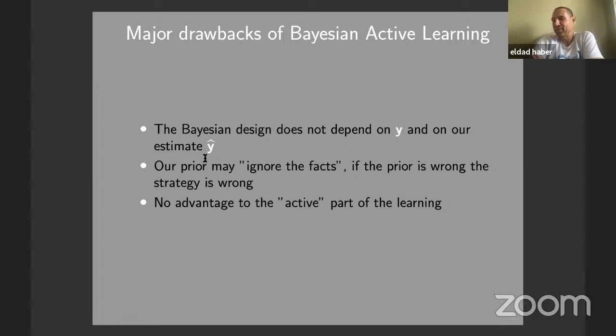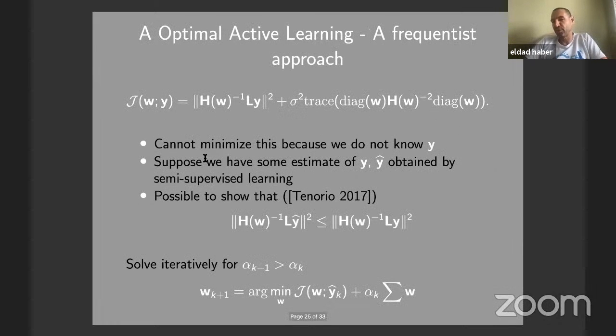You made an estimate, and this is just one. Again, there is no real Y. The Y hat just represents the probability of Y, or it's a random sample from Y. So there is no real advantage to the active part of the learning. You can't really think about increasing the sample size slowly and learning something as you go along. And this is where we want to go to a frequentist approach.